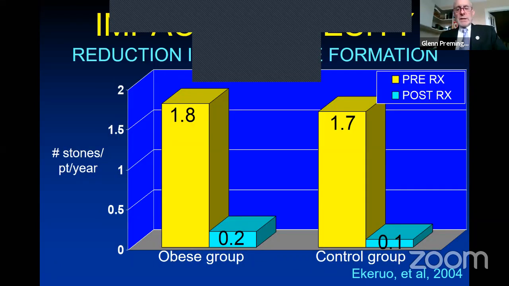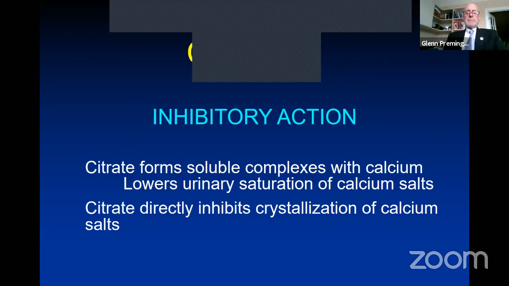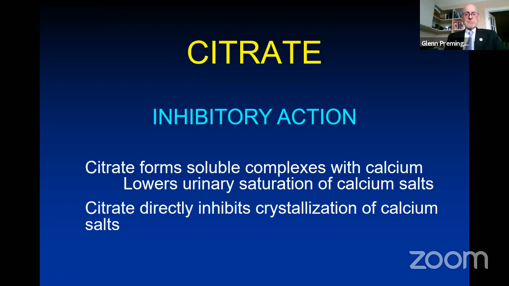And again, data from our retrospective study in 2004 showing that if we treated our patients, both obese patients and normal-sized patients, with appropriate medication, in this case potassium citrate, we could significantly reduce the number of stones per patient per year, going from about 2 stones per patient per year down to 0.2, or a tenfold reduction in the incidence of recurrent stone formation. We know that potassium citrate forms soluble complexes with calcium, and it lowers the saturation of calcium salts, and that citrate also directly inhibits the crystallization of calcium salts within the urine.